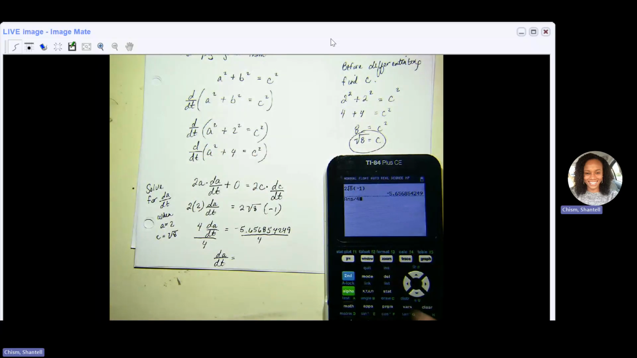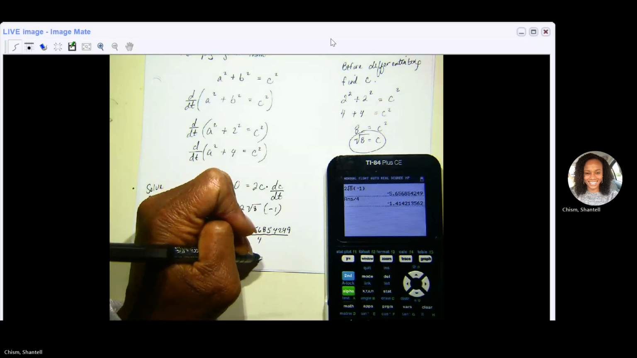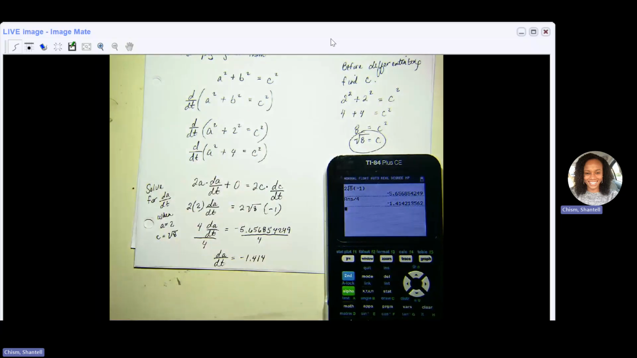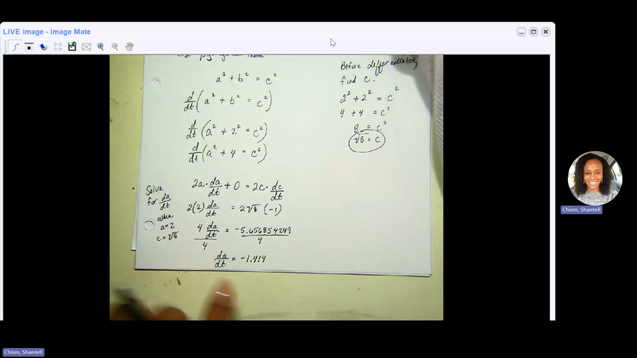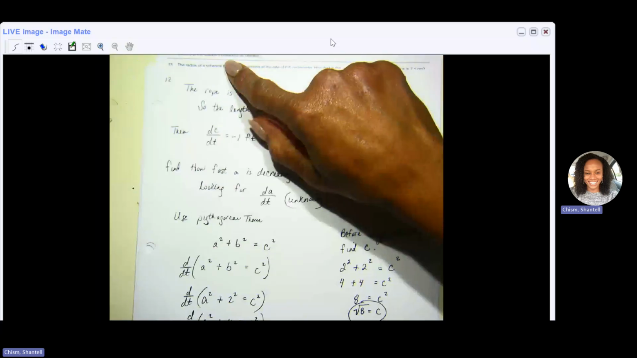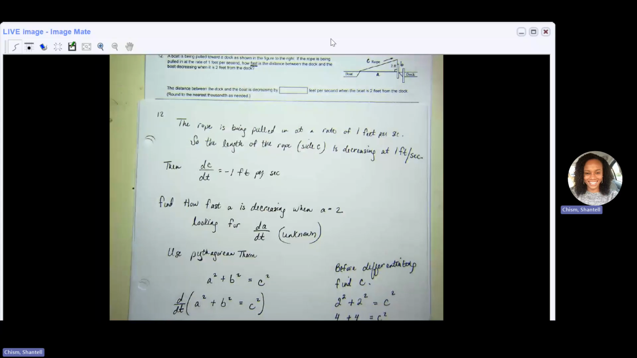divided by 4, which is -1.414. And I suspect that we're rounding to either 2 or 3 decimals. I wrote 3. Let's take a look here. Yeah, nearest thousandth. On number 12, it says nearest thousandth, so that is 3 decimals. Okay.